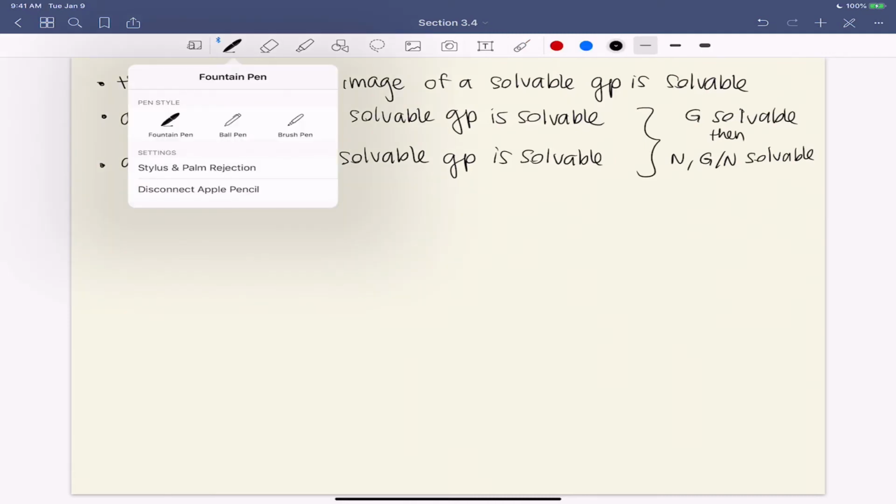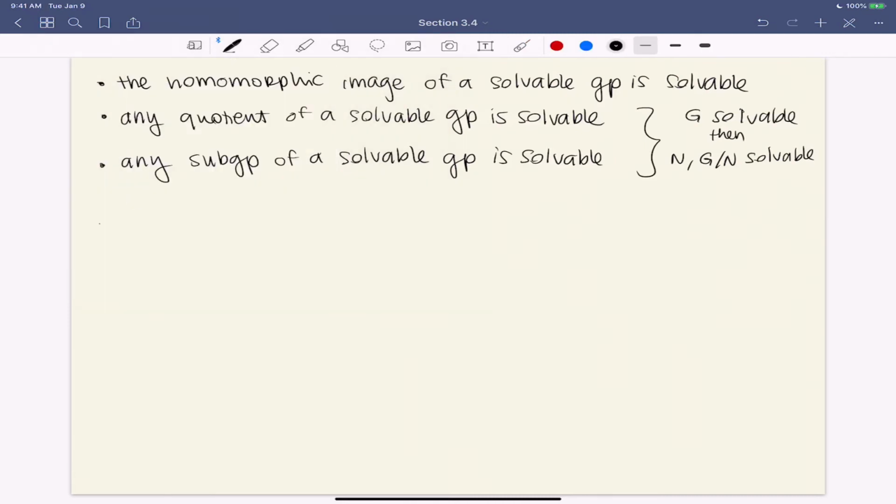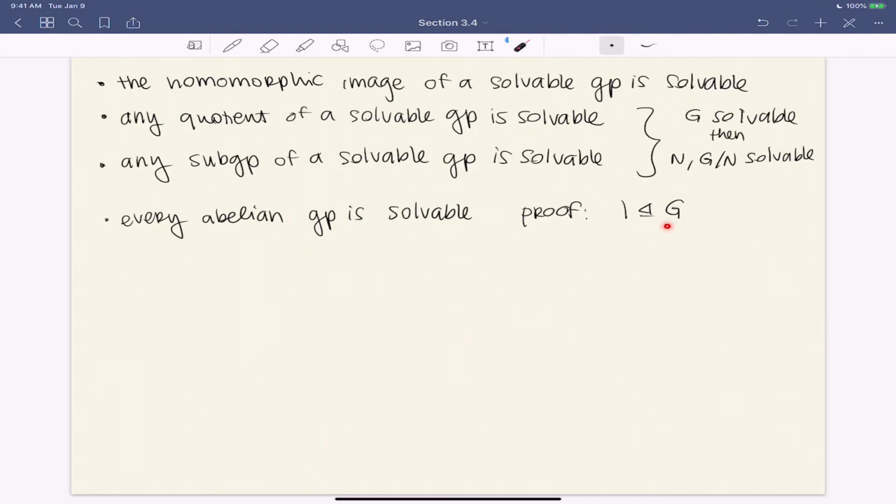And then what else do I want to say? Every abelian group is solvable. And the proof is: 1 is normal in G. Boom. Because all I want is for this quotient to be abelian, but this quotient is G and G is abelian, so I have my series right there.